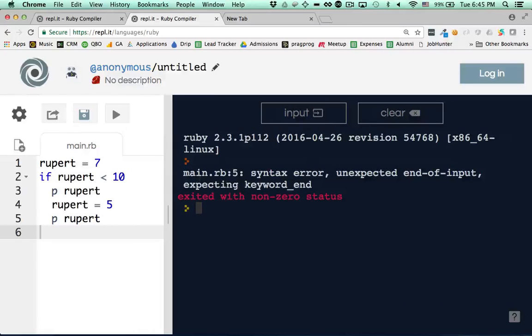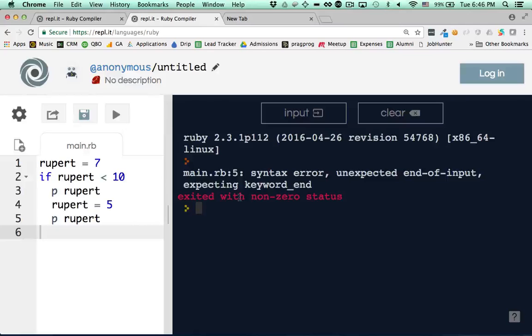Now this is interesting. This is a little tricky, because what line does it tell us is problematic? It tells us line 5 is problematic. And this is one of the few exceptions where, well, let's get to the next part first. So what does it say? Syntax error, unexpected end of input, expecting keyword end. That is a very long-winded way to say you're missing an end. You're missing an end. Now, why does it say that our problem is on line 5?